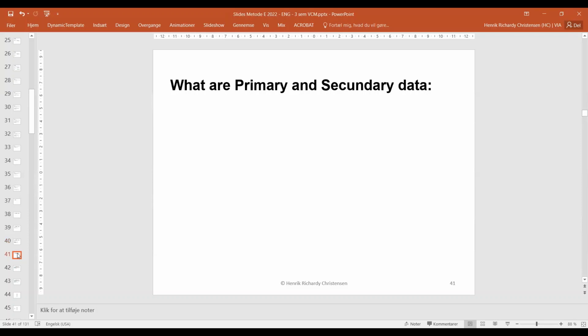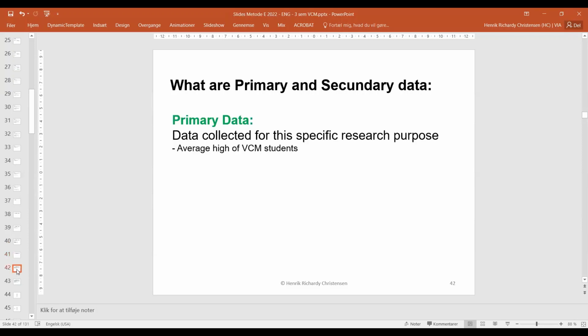And then we have another way of looking at data. We can have what we call primary data and secondary data. Now, primary data are data that is collected for a specific research purpose. For example, when we collect data on the average height of VCM students, these data are collected primarily for a specific purpose on VCM students. So that is one example.